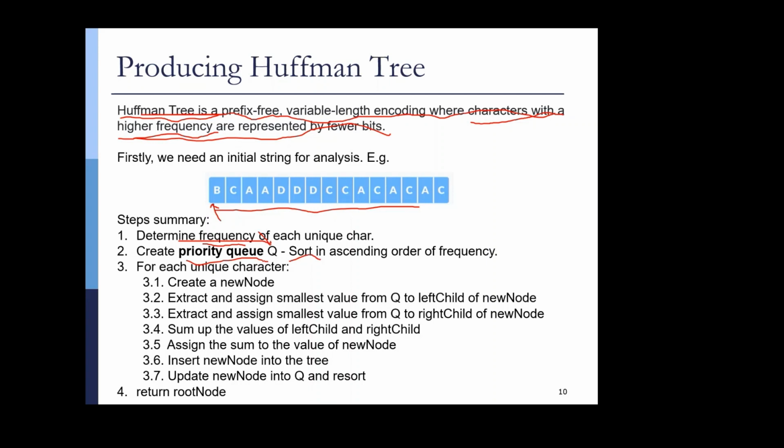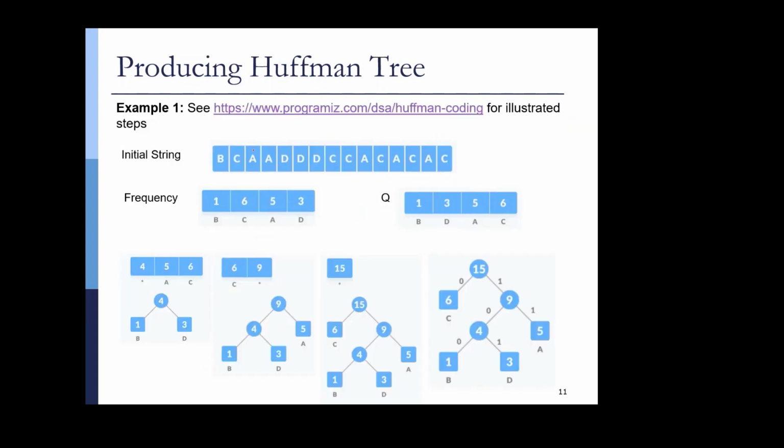If you just read like this, it won't make sense to you. Let us do it together, okay? So you look at this, what do you call this? Initial string. Remember, this is called the initial string. Now, memorize this: B, C, A, D, D, D, C, C, A, C, A, C, A, C. Because I need you to produce the priority queue after this. Just kidding. No need to memorize. I just copy pasted the same initial string from the previous page.